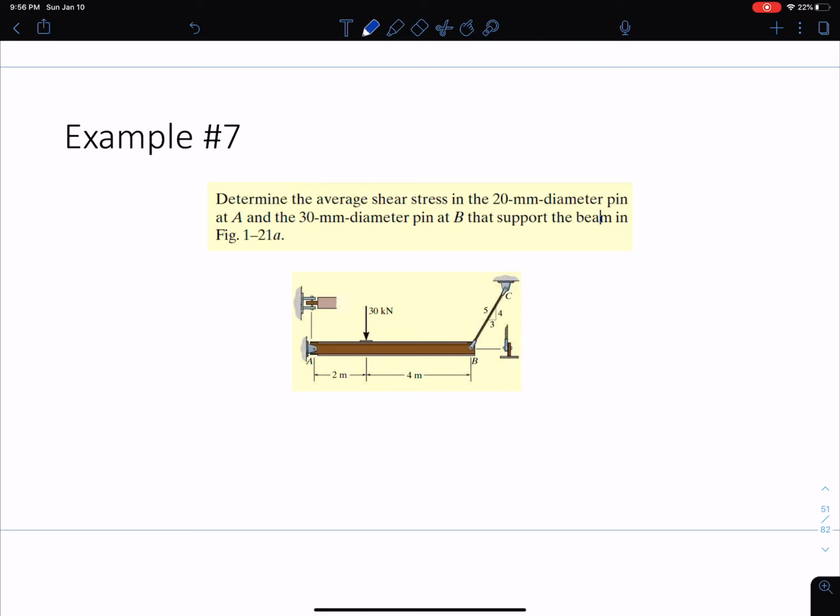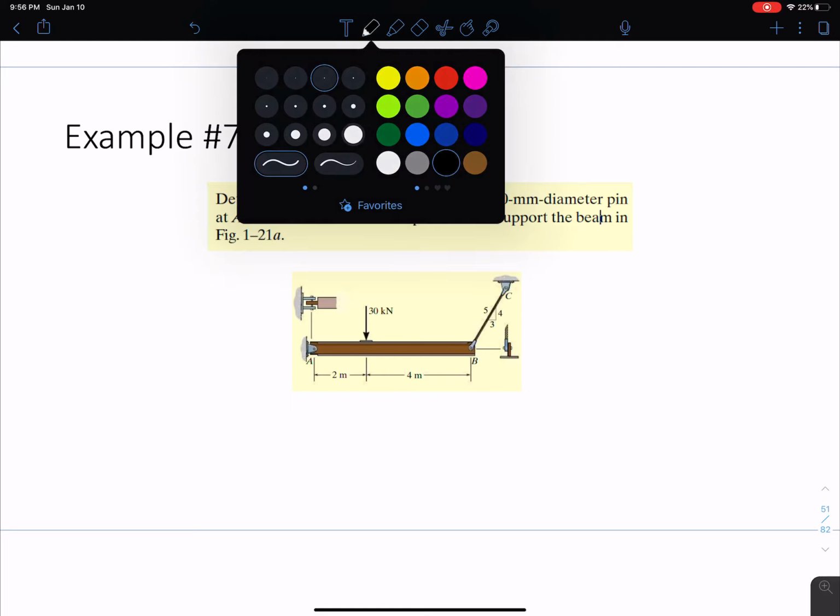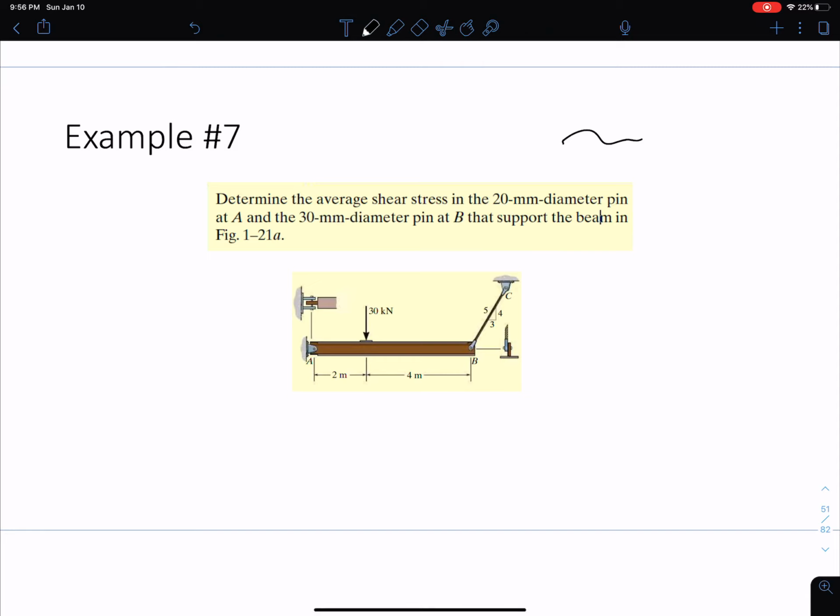So example 7 here, let's see if my pencil has enough juice to write now. Okay, we can work with 10%.